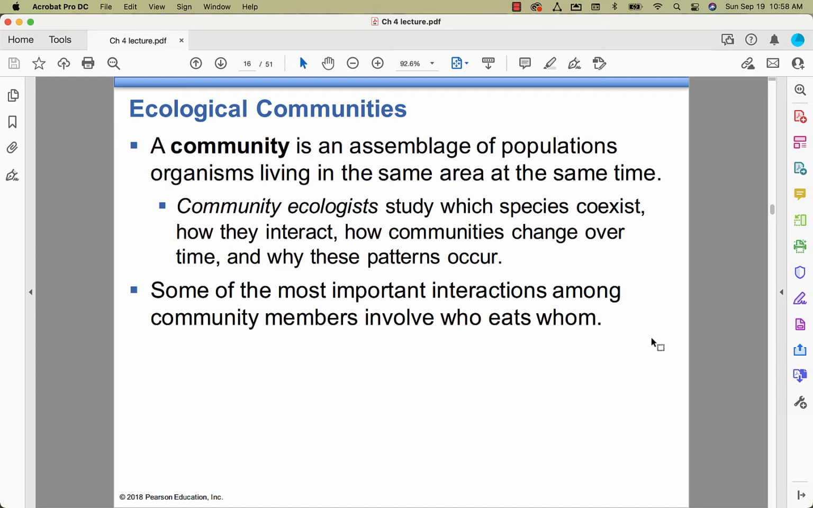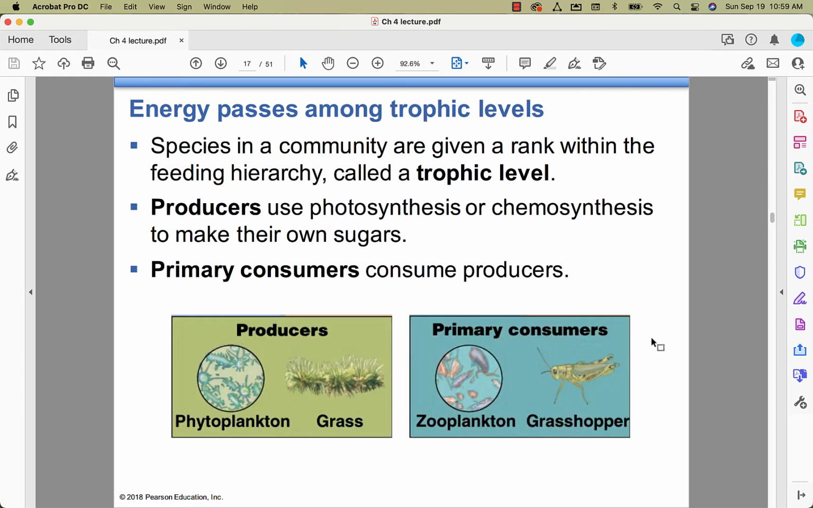If you are into that kind of thing, you can become a community ecologist. So it talks about species interactions and how communities change over time and why. Community ecology is becoming a pretty hot area of study in environmental science as climate change creates adaptive pressures on a bunch of different species. And typically, a lot of the community interactions that community ecologists look at deal with who eats whom. So it's a transfer of energy.